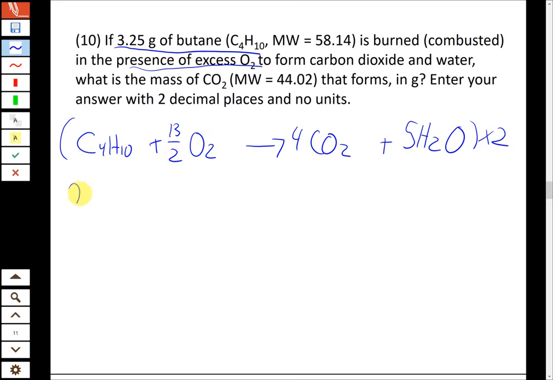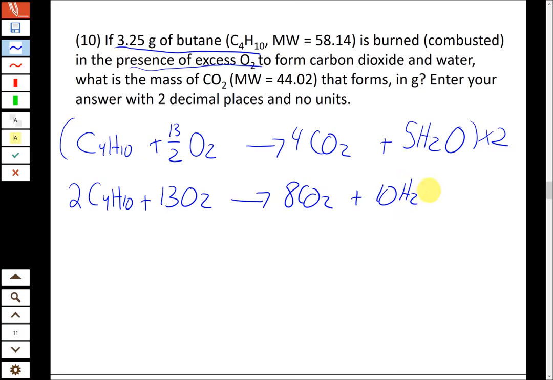So then what we'd come up with is 2 C4H10. Remember, we have to double every single coefficient, not just the one that's a fraction. 13 O2s, and then 8 CO2 and 10 water. So this is the more standard way of balancing it, where all the coefficients are whole numbers.